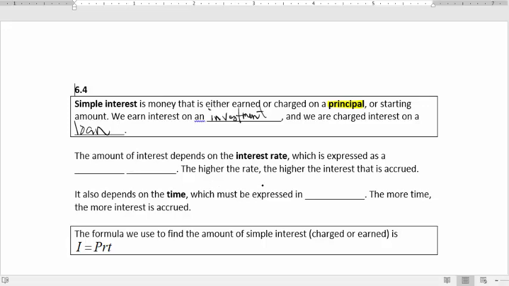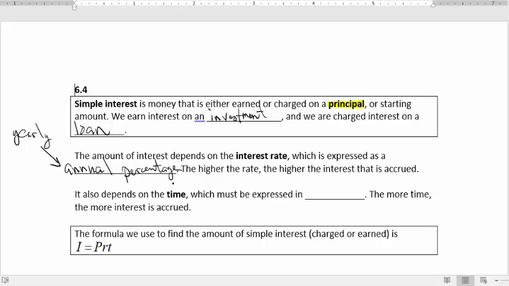Now, the amount of interest is going to depend on the interest rate, which for our purposes should always be expressed as an annual, meaning yearly, percentage. So the higher the rate, the higher the interest that is accrued, whether being earned or being charged. The higher rate is good if you have an investment, but bad if you have a loan, because then you're paying more interest. But if it's an investment, it's good because then you're making more interest.